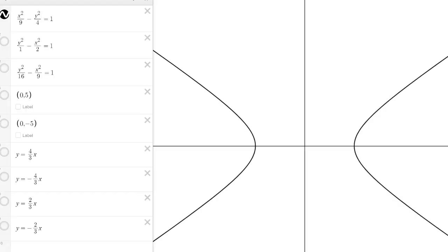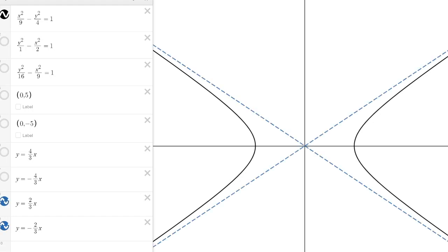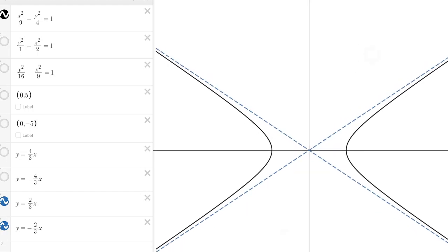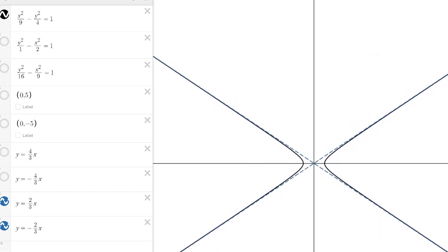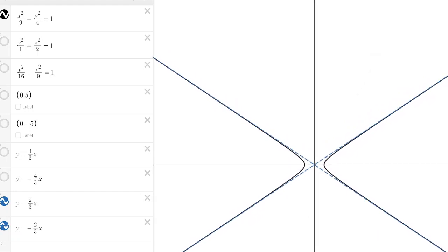So here's the graph of the hyperbola that we were just looking at a moment ago. And here are the asymptotes that I drew in on that picture. If we zoom out really, really far, we see that these two curves really hug the two asymptotes, the two lines that I've included in our picture. This just illustrates that these two lines are going to do a great job of helping us graph this hyperbola, the two branches of this hyperbola.